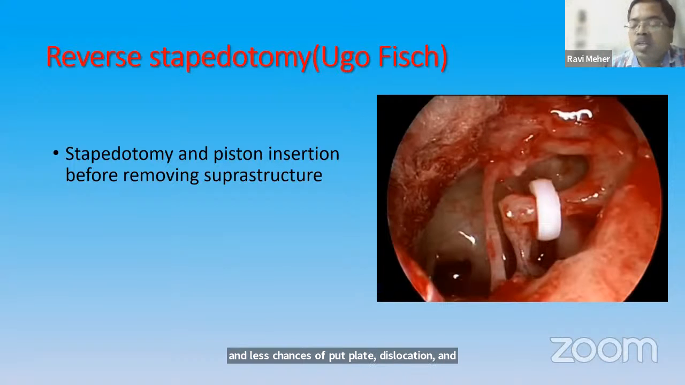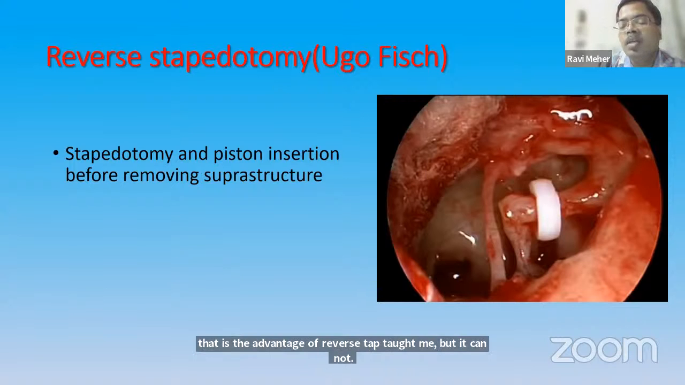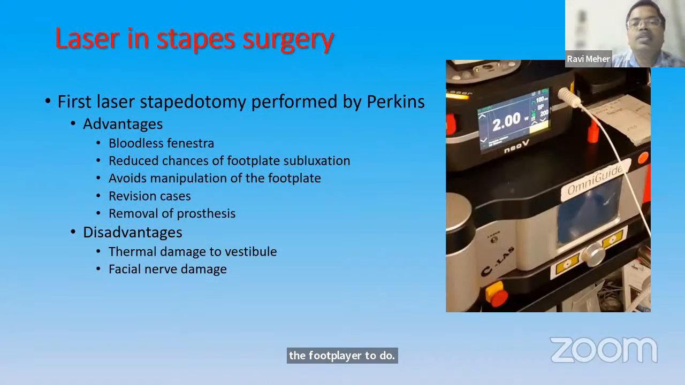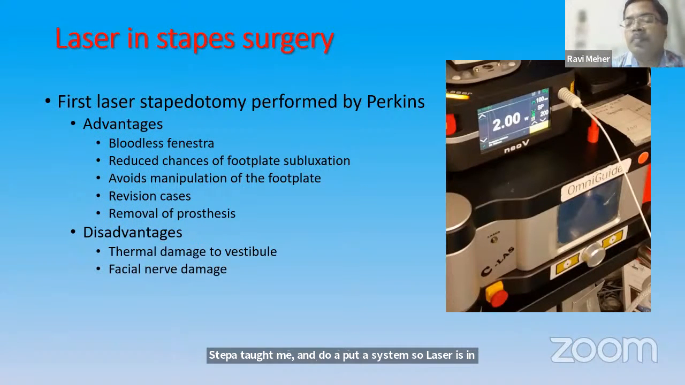So that is the advantage of reverse stapedotomy, but it cannot be done in all patients because of the exposure. You should have a good exposure of the footplate to do stapedotomy and put a piston. Laser in stapes surgery, yes, there has been lots of progress, and now we have carbon dioxide laser which can be passed through a fiber also.